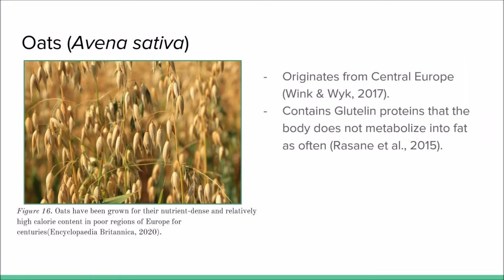The second plant is oats, and it originates from Central Europe, and it has been used for centuries as a very nutrient-dense and high-calorie food. Biochemically, it contains glutenin proteins, and these proteins the body doesn't metabolize into fat as often, which means that you get a lot of calories and you get a lot of nutrients, but some of those calories aren't actually made into fat, but they will still be metabolized for energy.